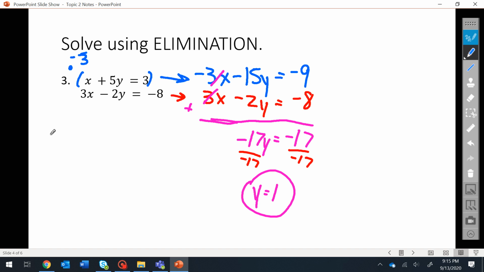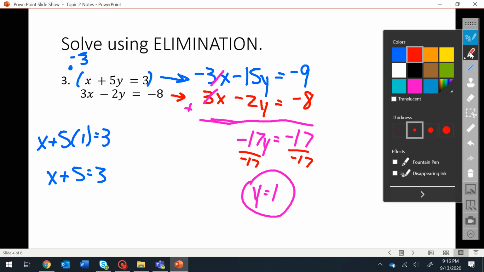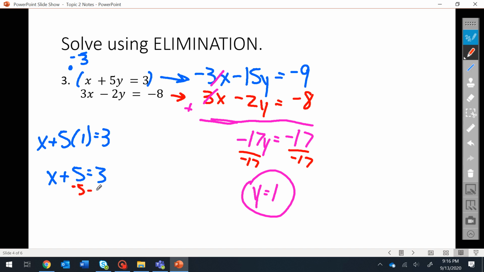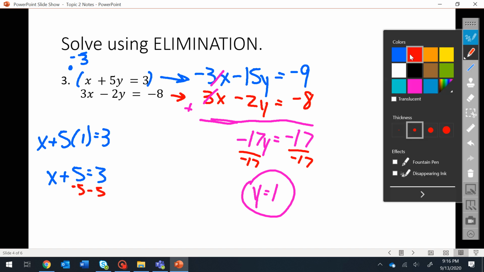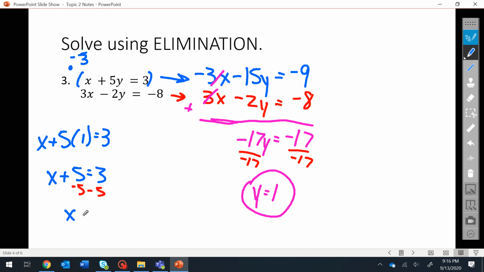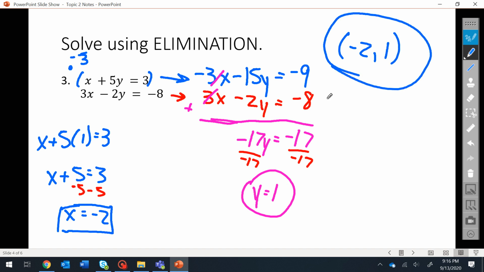And that's going to tell me what the x coordinate is. So I have x plus 5 times y, which is 1. So 5 times 1 equals 3. So x plus 5 equals 3. So this is just a one-step equation to solve for x. I'm going to subtract 5. I got x is equal to negative 2. So the ordered pair where these two intersect is going to be negative 2, 1. These two lines will cross at negative 2, 1.